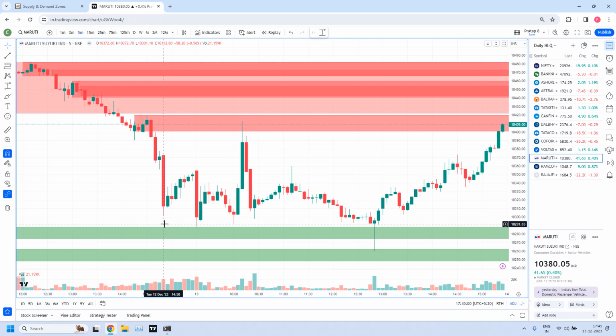Because the margin cost of the Maruti is very less. It is around 90,000 rupees only. But most of these stocks are around 1.5 lakh, close to 2 lakhs in between. But Maruti is less than 1 lakh. That's why even though the profit is 5,650 rupees, still it gave 6.14% return on the investment.